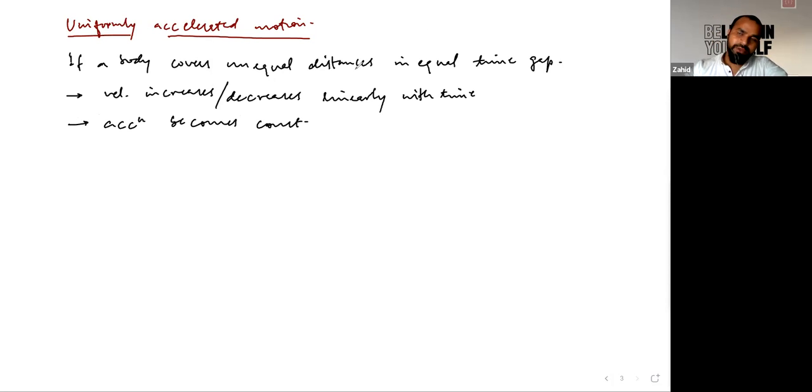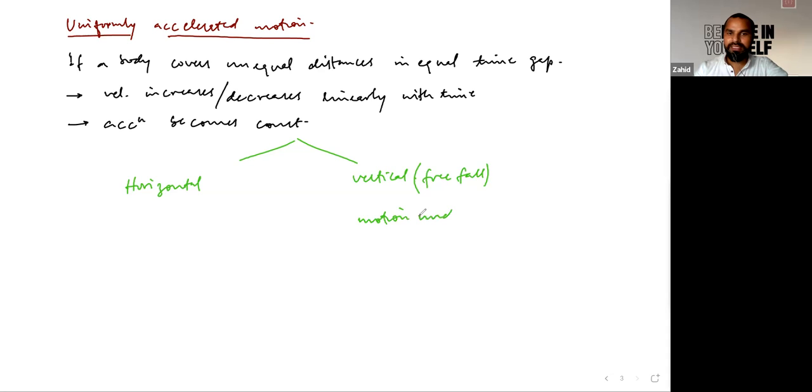So we break this particular uniformly accelerated motion into two parts. First, horizontal projection, and next, vertical projection. This vertical motion is based on acceleration due to gravity, or we simply call it free fall or motion under gravity. So we will learn these two parts in two different manners.